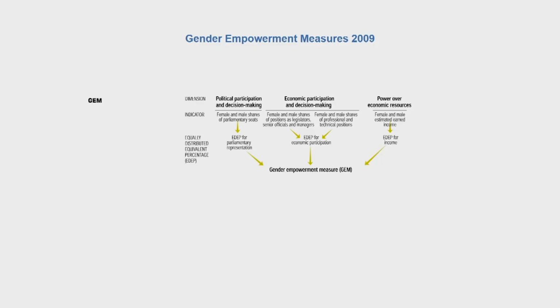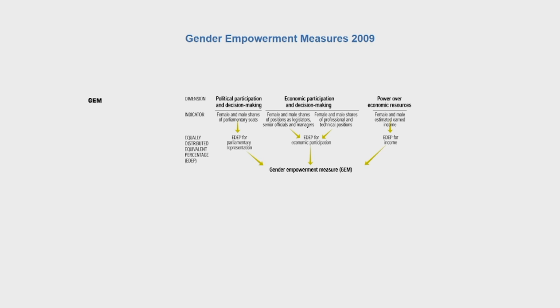So even so, while in terms of academic orientation there is a lot of criticism and debate with regard to the gender empowerment measure, in terms of actual policy making, it is very important because it helps us to give some numbers with respect to how men and women are performing differently based upon certain select dimensions. The dimensions that have been taken for the gender empowerment measure are: first, political participation in decision making; second, economic participation in decision making; and third, power over economic resources.